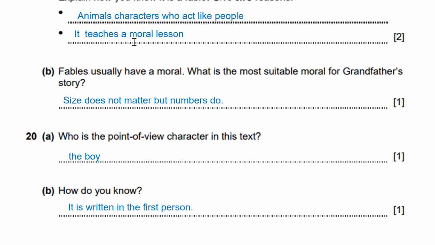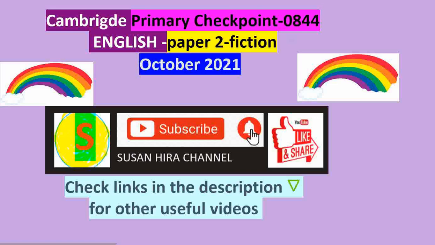So today we have discussed Cambridge Primary Checkpoint with the past paper code 0844. It's from paper 2, fiction, October 2021.